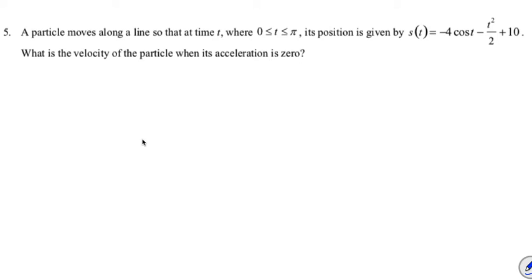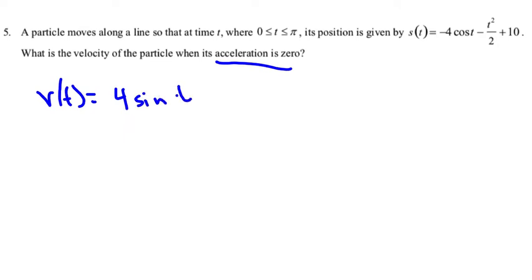We want to find the velocity when the acceleration is 0. So we're going to set the acceleration equal to 0. First of all, let's get the velocity. The derivative of this would be 4 sine t minus t. If we bring this exponent down, it'll cancel with the 2 and leave us with t. The derivative of 10 is 0. So there's your velocity. We need to get the acceleration now. Take the derivative of that again: negative 4 cosine t minus 1.